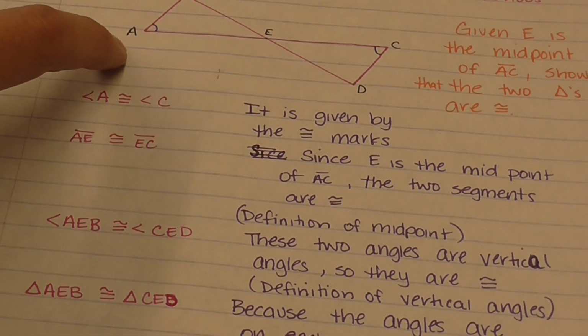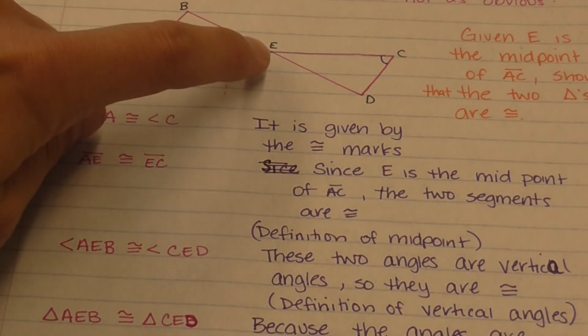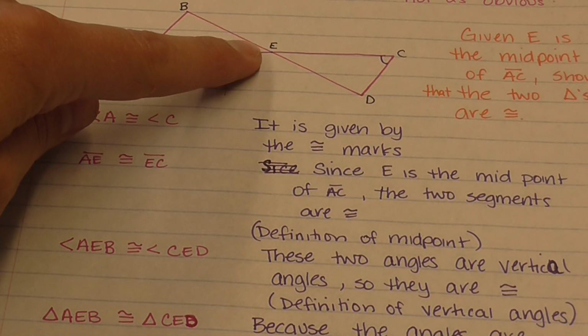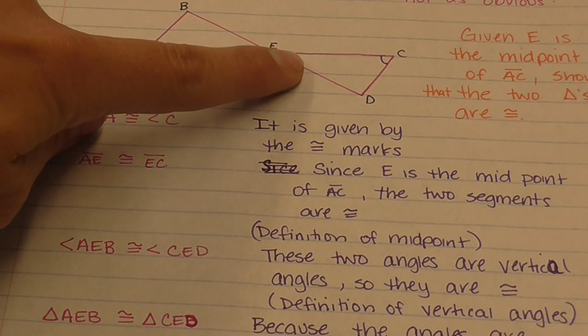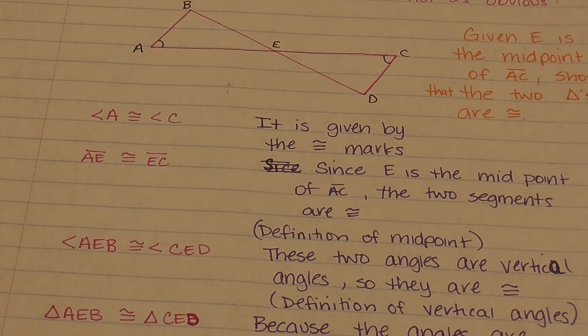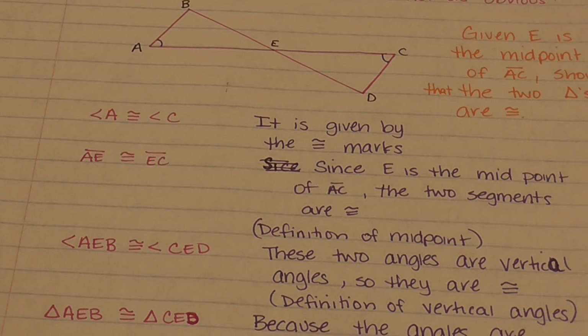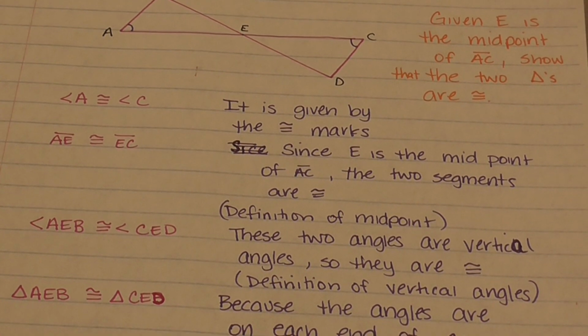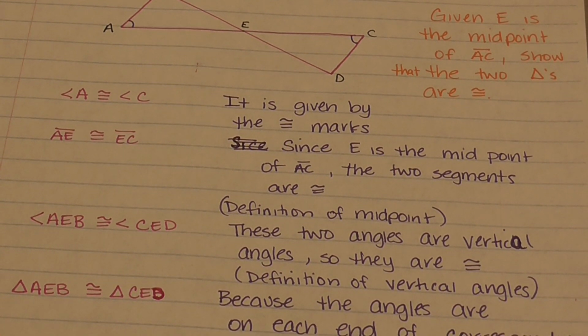Angle AEB, so this angle right here, is congruent to CED, which is this angle right there. We can't just say angle E because it represents 2 different angles. But the 2 angles are vertical, so that means that they're congruent.